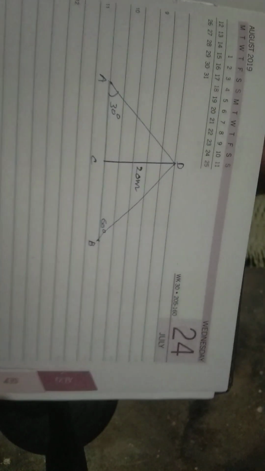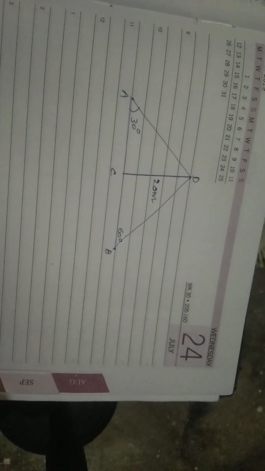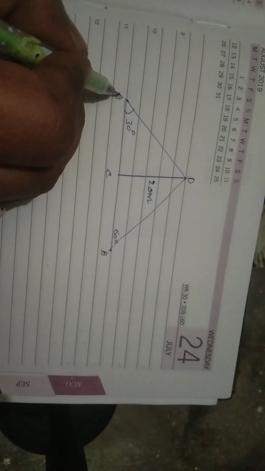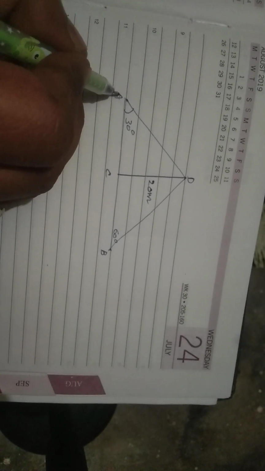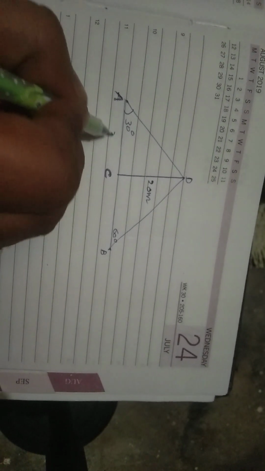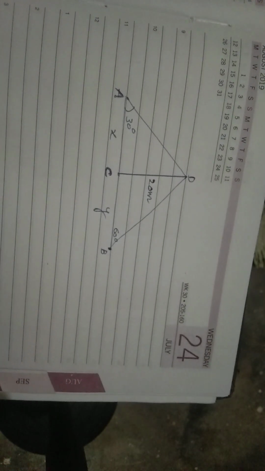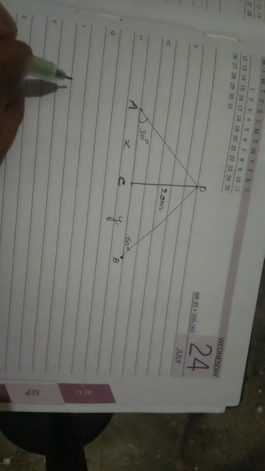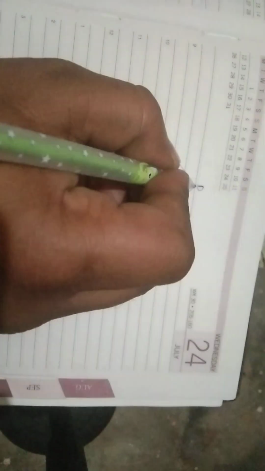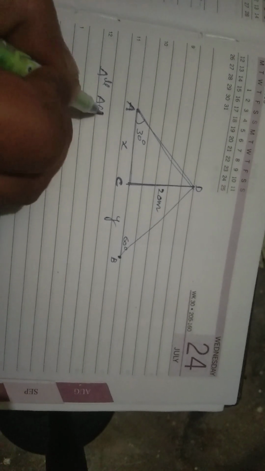Okay children, now we need to find the distance between the two boys. So let the distance between the building and first boy, he is the first boy, foot of the building is C, let this distance be x meters. Distance between second boy and foot of the building we consider as y meters. So first we will consider triangle ACD. Second time we will consider triangle BCD.